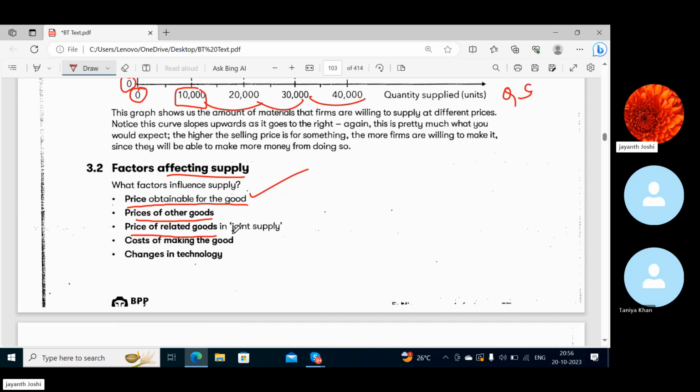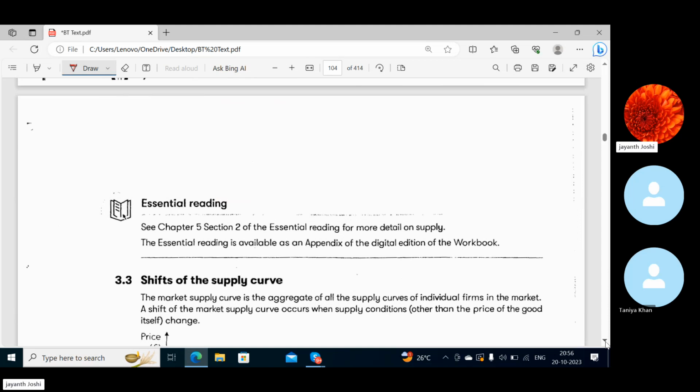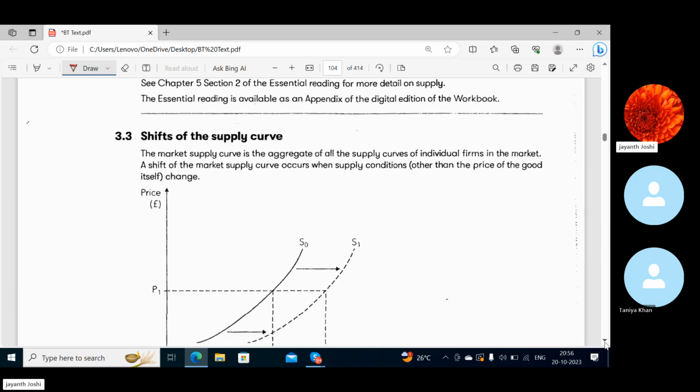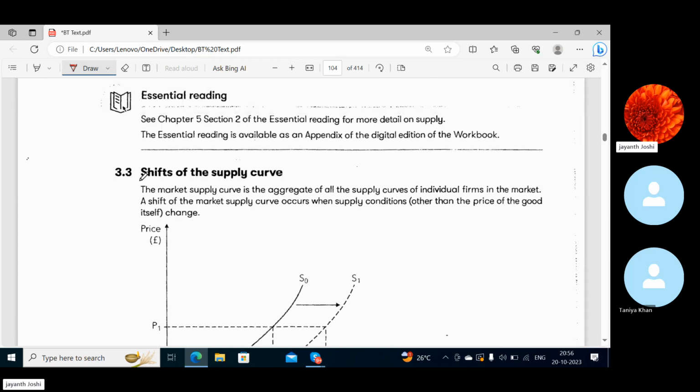Price of related goods in joint supply can also have an impact. Cost of making the good, of course, can drive the prices up. Changes in technology can also decide the supply. If you produce less, you'll supply less. If you produce more, you'll supply more. There can be a shift in the supply curve as well. A market supply curve is the aggregate, which is nothing but the total.